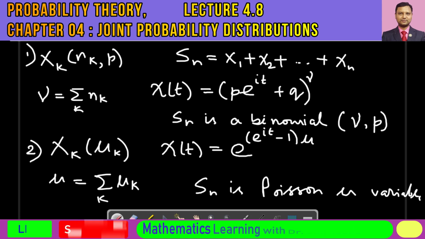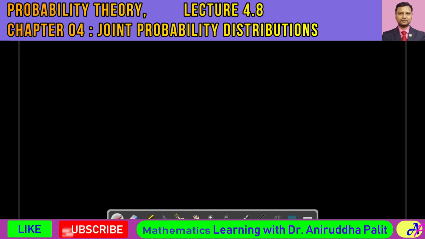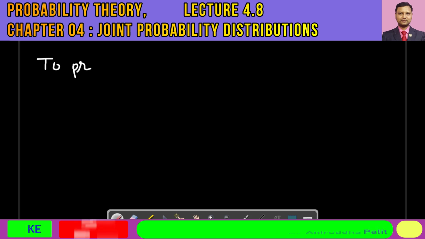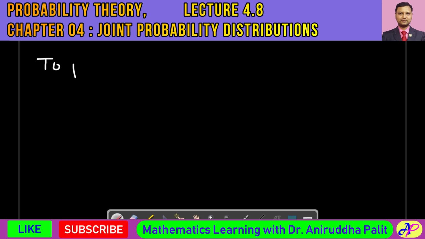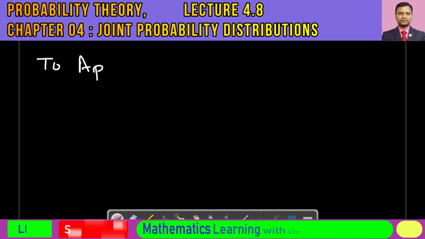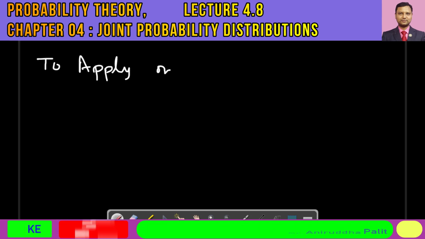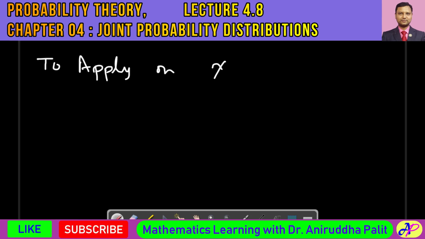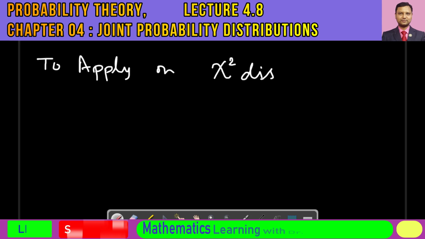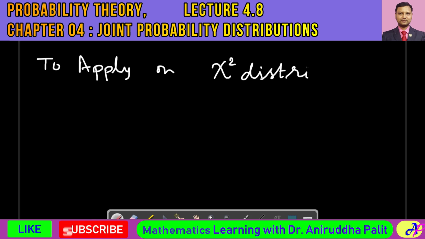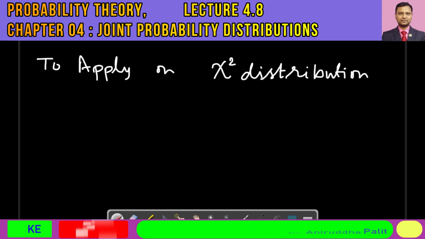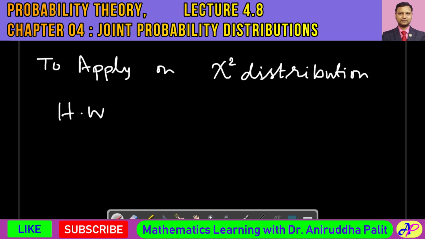As homework, I am leaving one such result: to apply the reproductive property of the characteristic function on the chi-square distribution. We already discussed the chi-square distribution in the previous chapter, so I am not showing the detail. This is the homework for the students.